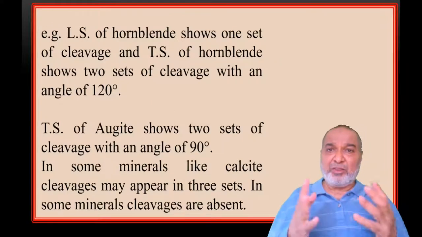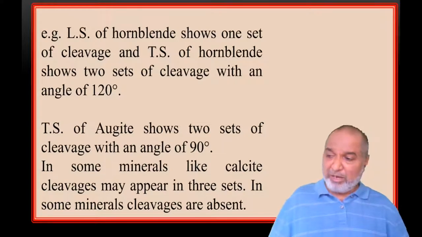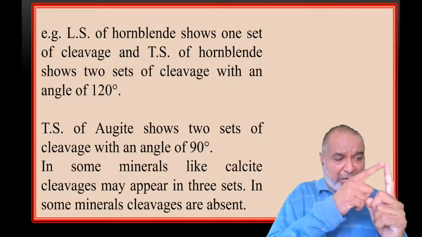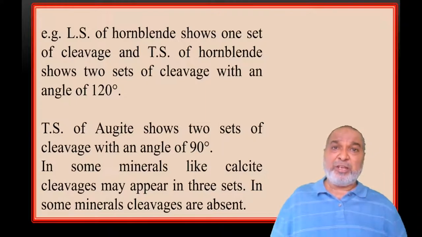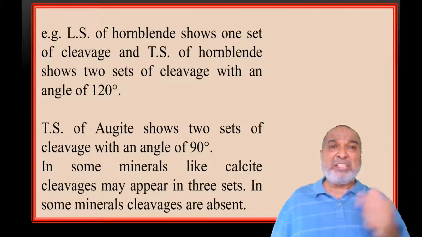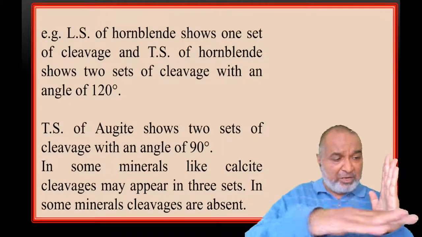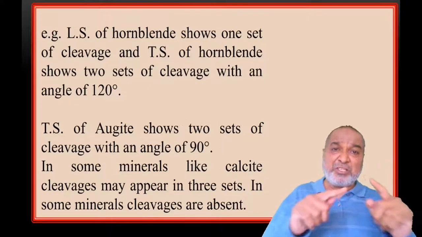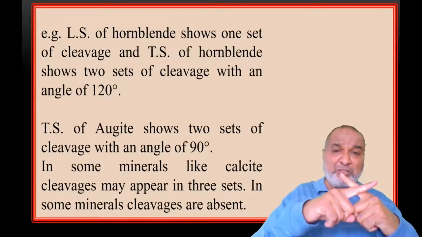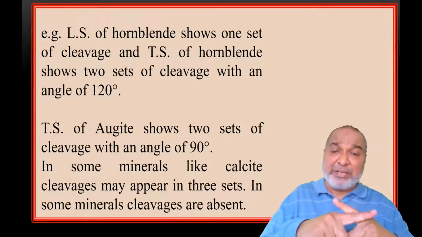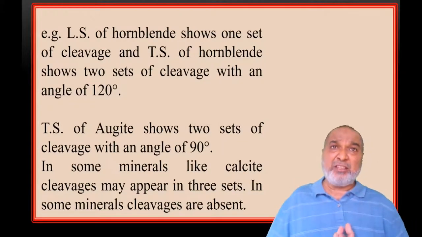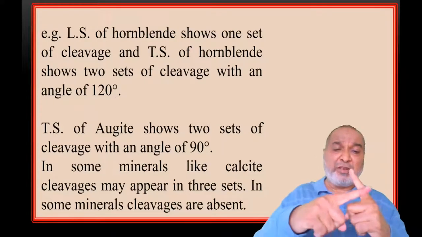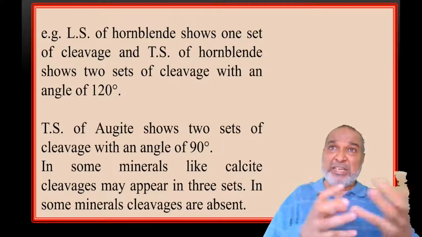As you can see now, take a long elongated hornblende, cut it parallel to the length and make the slide of this elongated one. When you take the LS of the hornblende, it will show an elongated form, and parallel to the length we have one set of cleavage. But if you take the transverse section, it shows you six-sided forms with two sets of cleavages making an angle of 120 degrees. So hornblende shows two sets of cleavages making an angle of 120 degrees. Whereas if you take the transverse section of augite, there are also two sets of cleavages, but now the angle is 90 degrees. So that is easy to remember.